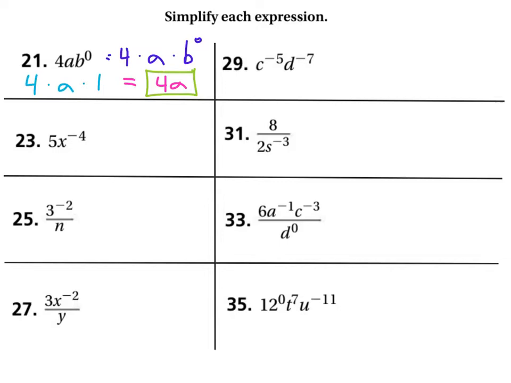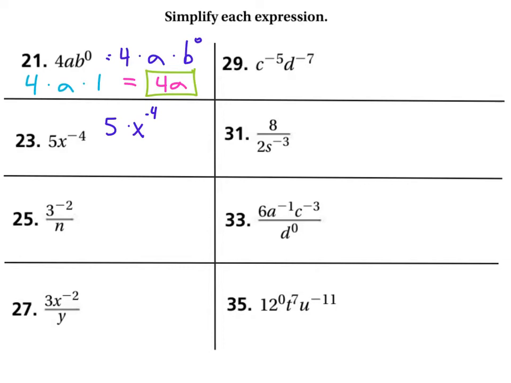5x to the negative 4, that's really like saying 5 times x to the negative 4, which is equal to 5 times 1 over x to the 4th. Okay? And actually, let me write that down below, just to give us more space. So 5 times 1 over x to the 4th.